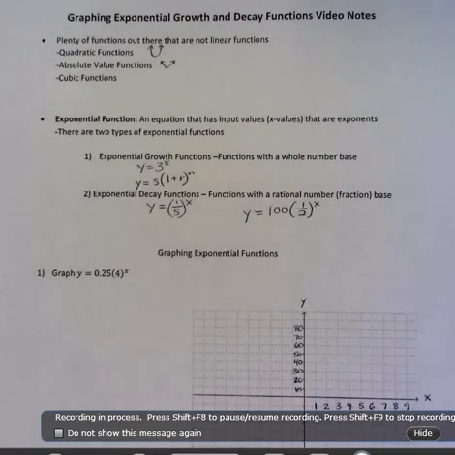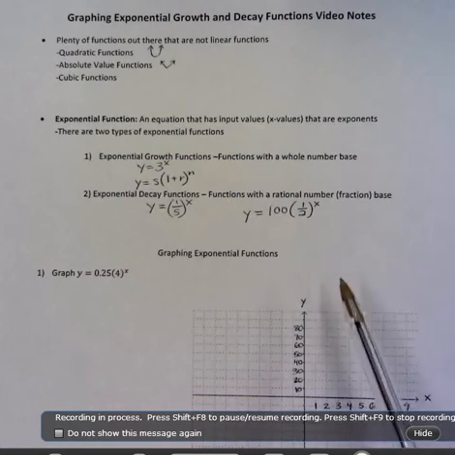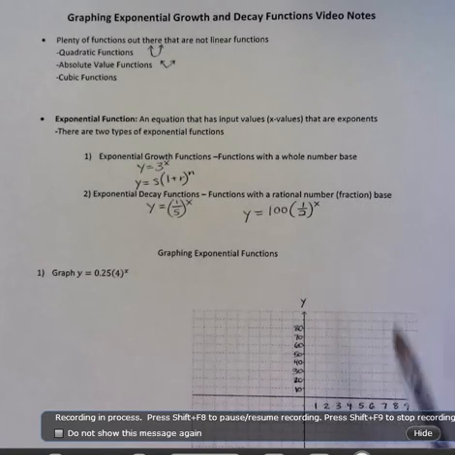Oftentimes, exponential growth and exponential decay functions are used to model growth or decay in money that's in a bank account, or to model growth or decay of a population of animals, or, a lot of times in science, growth or decay of the number of cells. If you guys have talked about half-life before, we often use exponential decay functions to represent the half-life in science class. So let's just jump right into an example here.